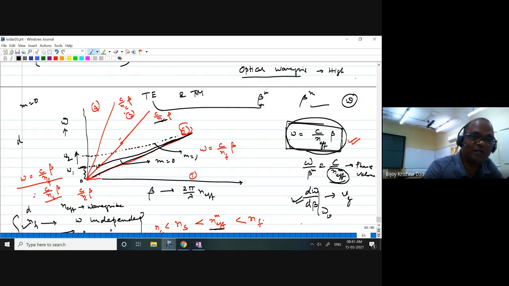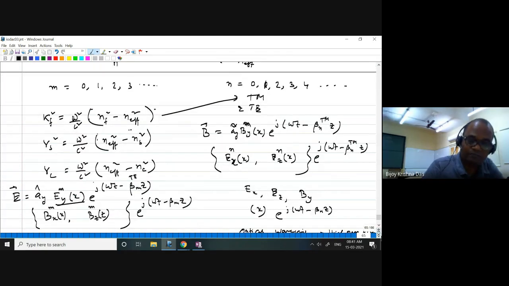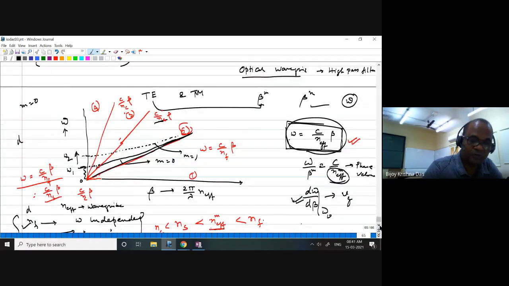You know, transmission line, I said that is a low pass filter, but optical waveguide is a high pass filter. After a certain frequency it starts propagating, because below that frequency the solutions will not maintain total internal reflection at the interfaces. And then you get a range of frequency, omega 1 to omega 2. Within this frequency range the waveguide is said to be single moded.